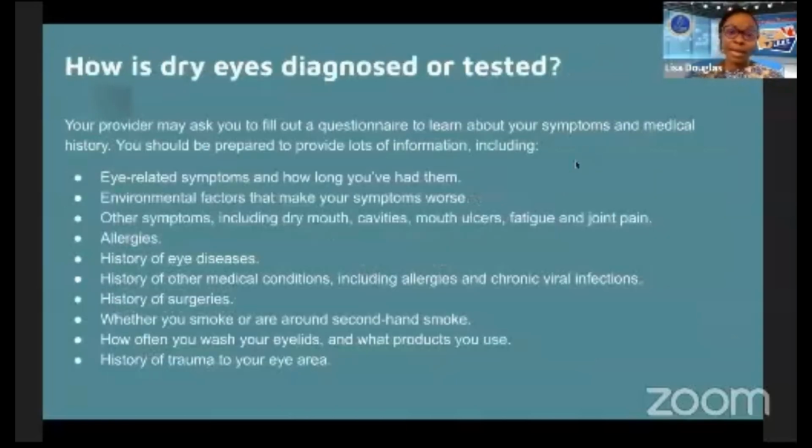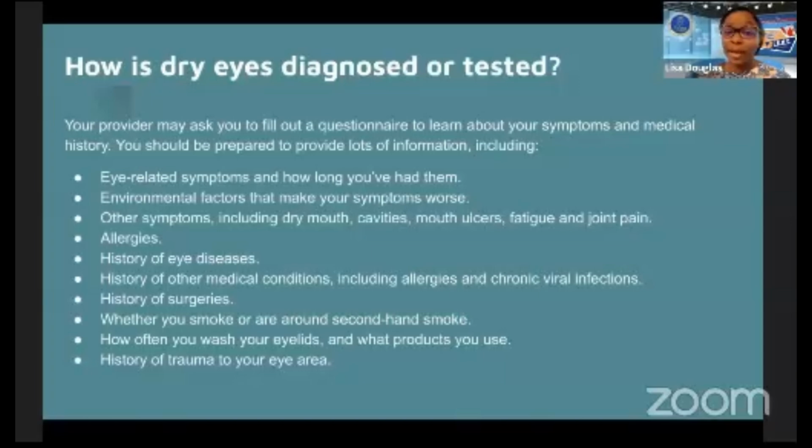So how is dry eyes diagnosed and tested? Your provider may ask you to fill out a questionnaire to learn about your symptoms and medical history. That's why it's important for you to be a good historian. And when you're having symptoms, you write them down, no matter how minor you may think they are. They could be very important.